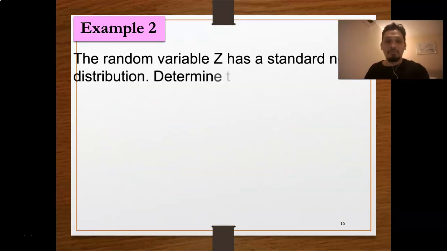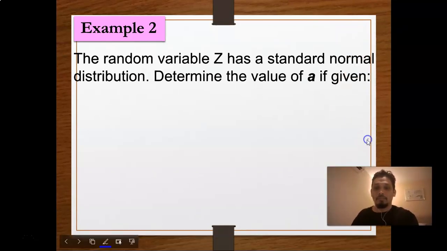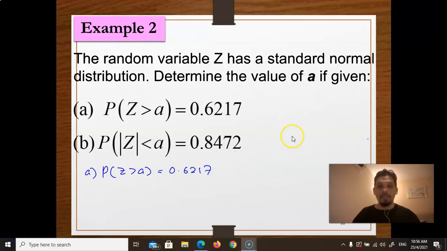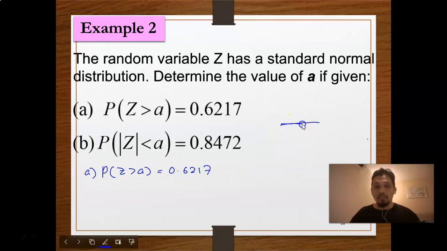Example 2. For this one here now, class, the way we solve this is different from the previous. Let's say the first one, for A, probability of Z greater than A equal to 0.6217. Okay, class, we refer to the previous notes, as I mentioned just now.